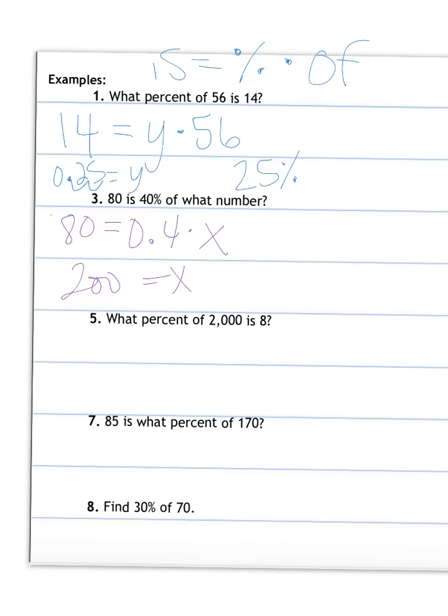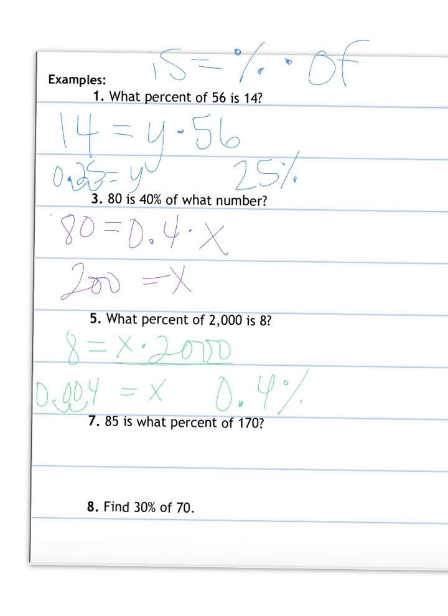Number 5, what percent of 2,000 is 8? Okay, so is equals percent times of, just filling it in as I read it. Divide both sides by 2,000, so 8 divided by 2,000, 0.004. Again, to now turn this into a percent, move the decimal 2 to the right, and it's 0.4%, so a very small percent.